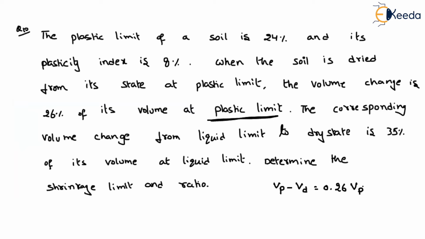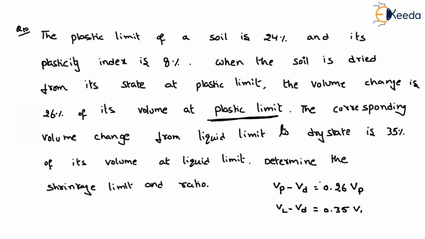So this is where you have to watch for the mistake. Similarly, what is given next, from the liquid limit to the dry state. I can write VL minus VD. That is given as 35% of the liquid limit. So I can write it as 0.35 times VL. Understand? This is what they have given. Previously it was VD directly, that's why those got cancelled.